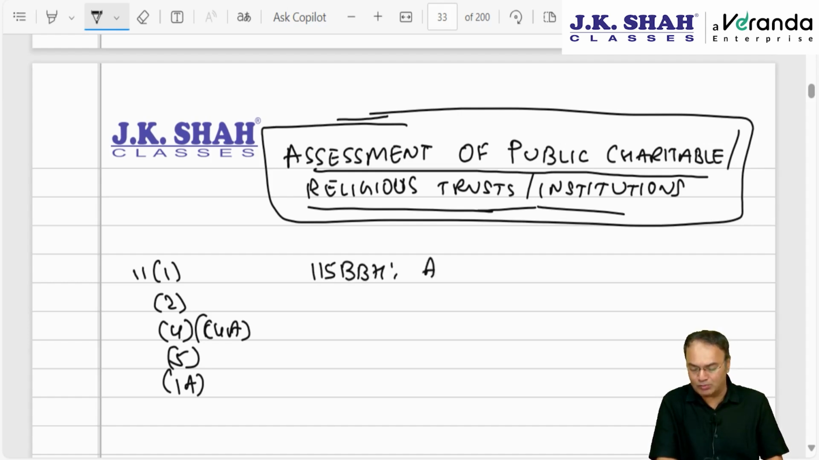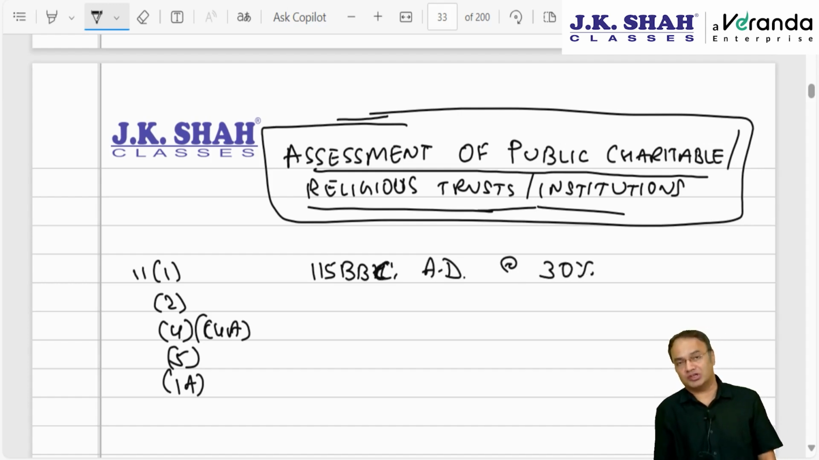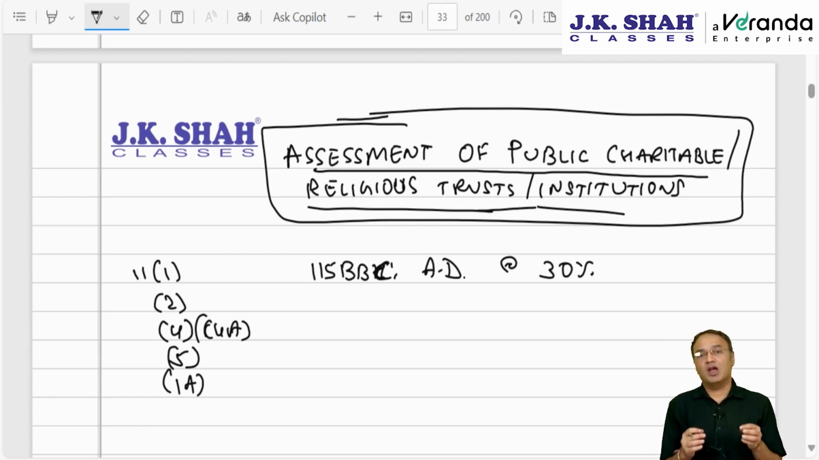115BBC, about anonymous donations. Anonymous donations will be taxed at 30% flat rate, that we are going to discuss today. The dictionary meaning of anonymous donation is a situation where the donor has not disclosed his identity. However, here it does not mean that. Here the donee, the recipient trust, has not maintained the record of name, address and other particulars of the donor. Then it will be called an anonymous donation, and will be taxed at 30% flat rate, of course plus surcharge plus health and education cess.